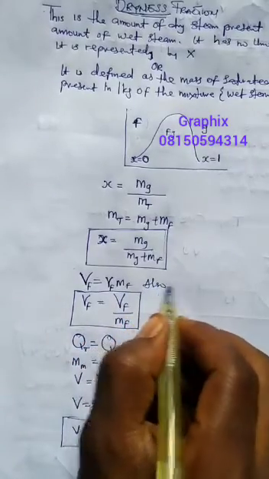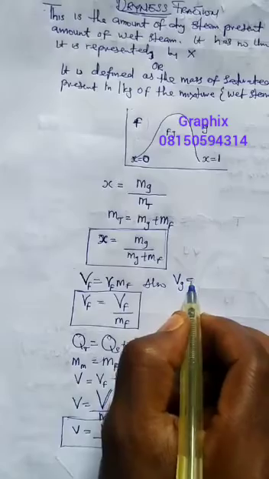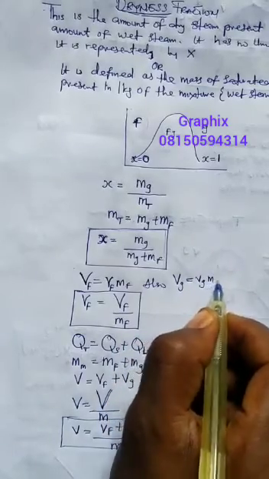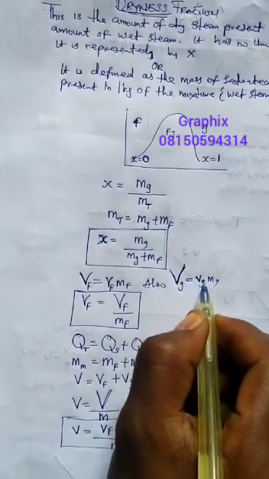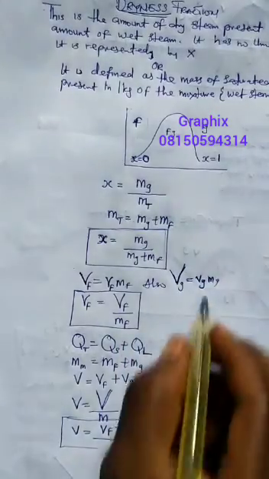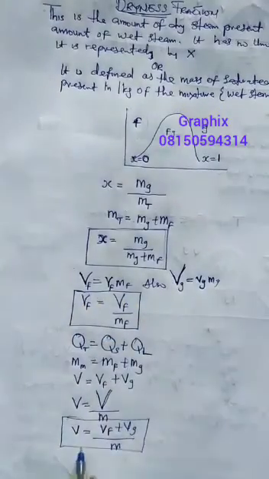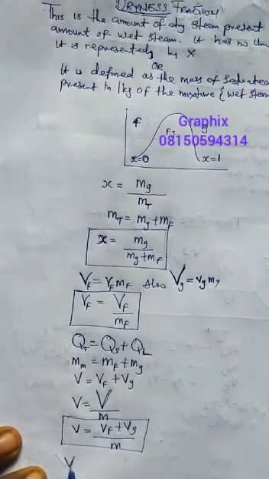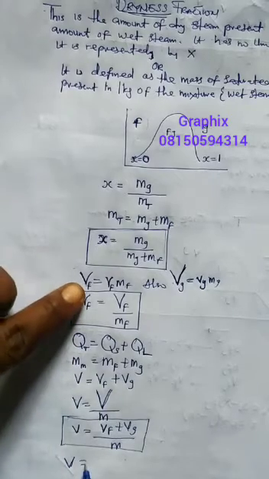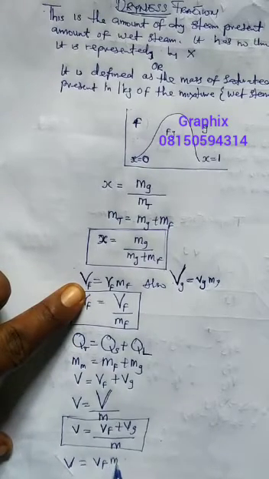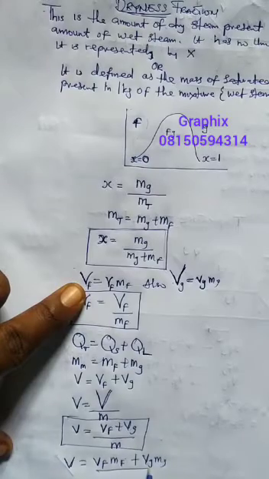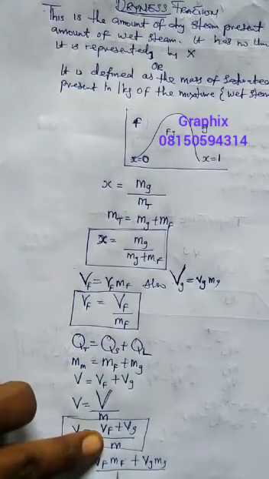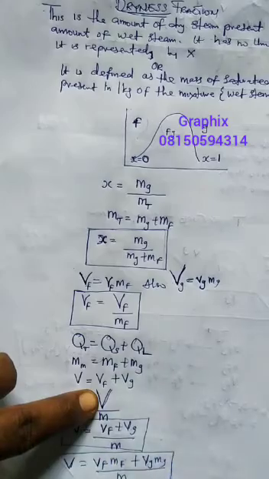Also, Vg is equal to vg mg. This is the volume of the gas, the specific volume of gas, and this is the mass of the gas too. So if I substitute these two values in this equation, my v will be equal to vf mf plus vg mg, everything over the mass. So we should know this also.